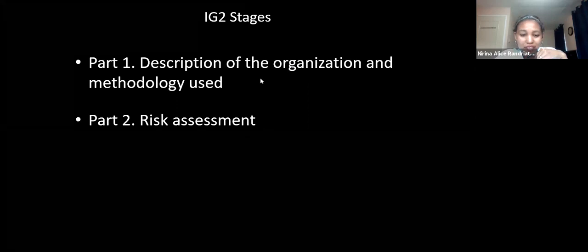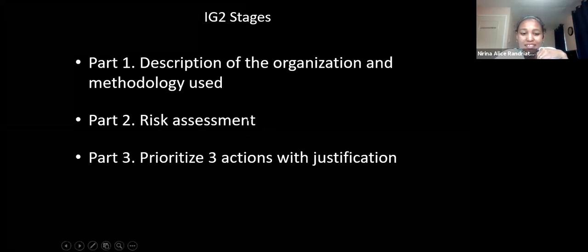What else? Under part 3, you have to select 3 actions from your risk assessment table. So you go back to your risk assessment table. Under the column additional controls, you need to select 3 actions, and then you need to justify. Why did you select those actions? Why do you think they are urgent? Why do you think they are high priority? In this part 3, this is where you apply the knowledge you gain from element 1.